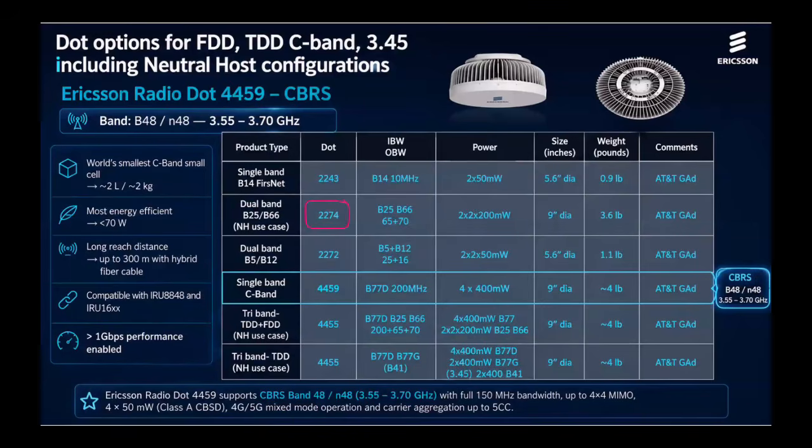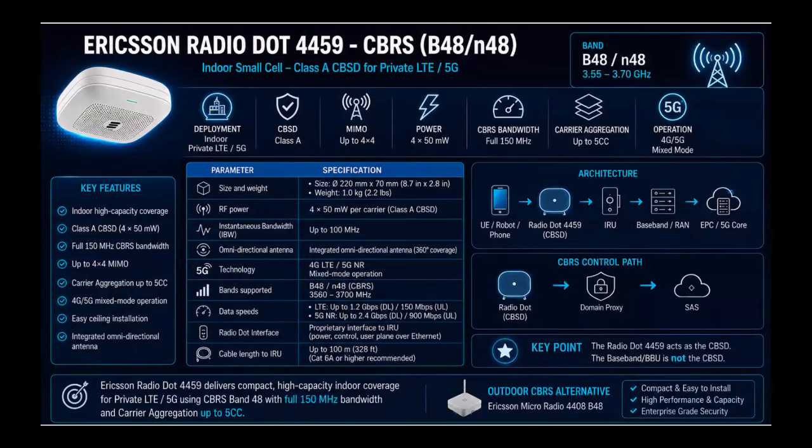So these are the various kinds of Radio Dot models available, but for CBRS, the Radio Dot available is the 4459. This is the indoor small cell radio supporting B48 and N48. Now let's look at the complete Ericsson Radio Dot 4459 CBRS architecture.